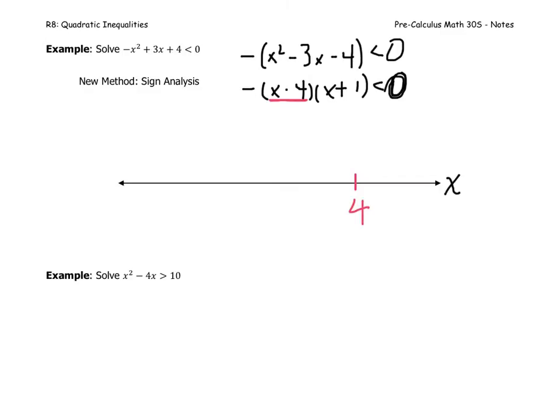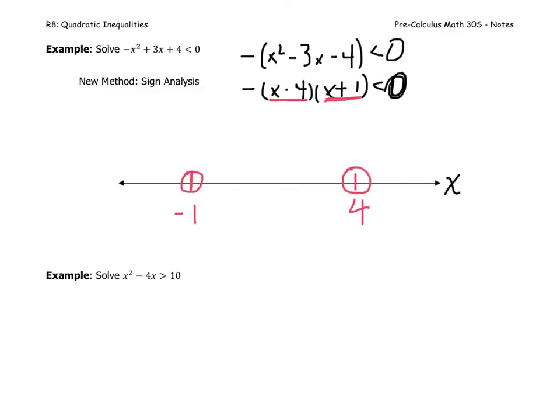And it will be 0 when this factor is 0, so when x is -1. What am I going to do now to put these points down? I'm going to put the point down, but this time I'm going to leave the point as an open circle because equals is not included. So I don't want it to be equal to 0. I want it to be less than 0. I want it to be negative.